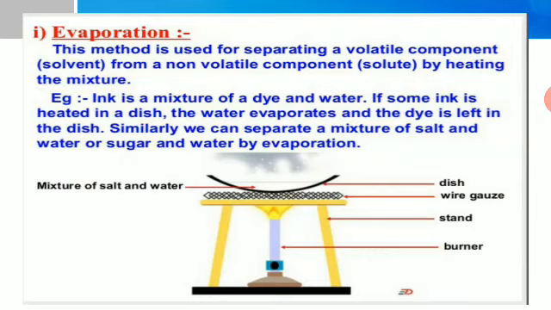Similarly, we can separate a mixture of salt and water or sugar and water by evaporation. When we put the mixture of salt and water in a china dish and heat the solution, the water will evaporate as water vapors, leaving behind salt there only. In this way, the salt and water have been separated by the process of evaporation.